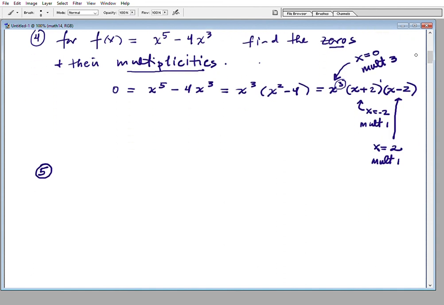All right, let's look at another example. Let's say we want to find vertical asymptotes. That would be for some rational function, something with a denominator. So vertical asymptotes occur where the denominator is 0.